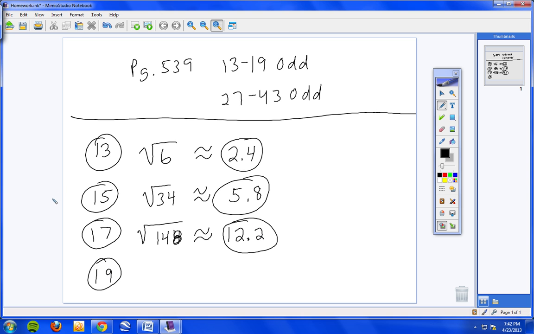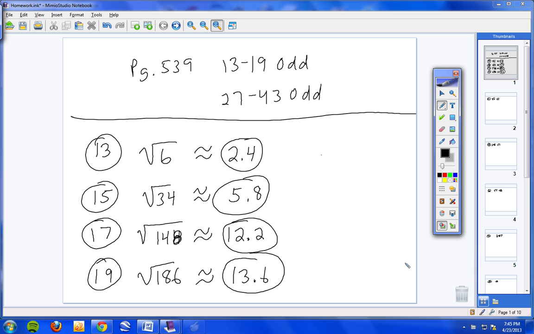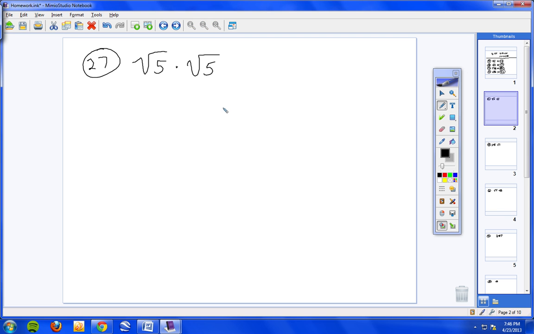Number 19 is the square root of 186. If we type that into our calculator correctly, we will get 13.6. All right, so there's 13, 15, 17, and 19. Okay, moving on. Numbers 27, 29, and 31 say multiply the radicals and then simplify if possible.